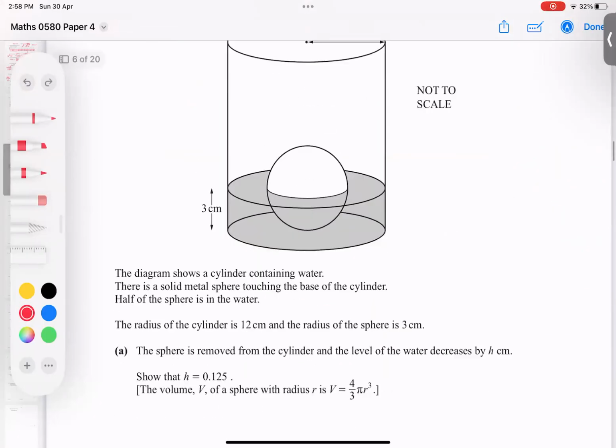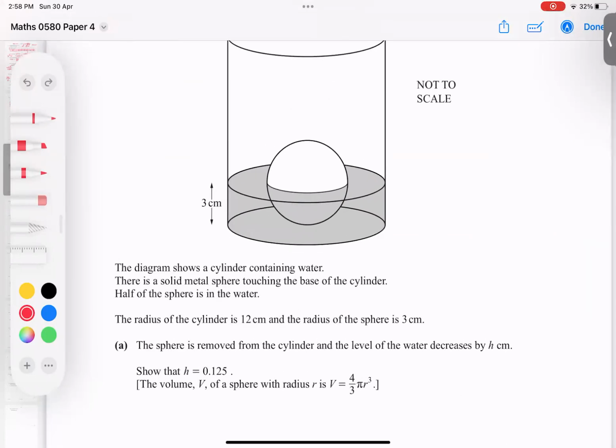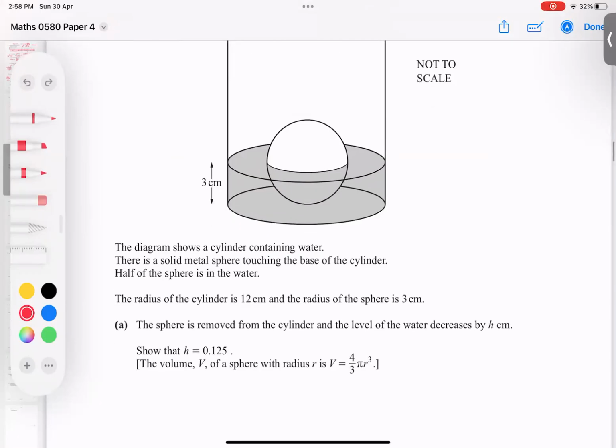Question number 3. What is question number 3? Water is there in the container, and there is a solid metal sphere inside the container. Half of the sphere is in the water. It means this is a point. This is a 3 centimeter height. It means half, so the radius is also 3. He even mentioned it here, so it is very clear.